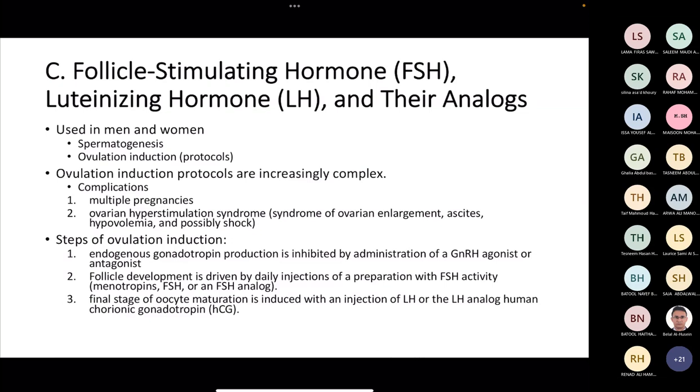Now we also have a group of agents that are related to the sex hormones. We have follicle stimulating hormone and luteinizing hormone. Maybe when we study gonadotropin hormones we'll understand more about them, but I can explain a little about them.